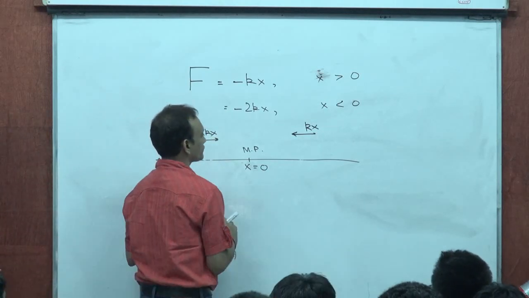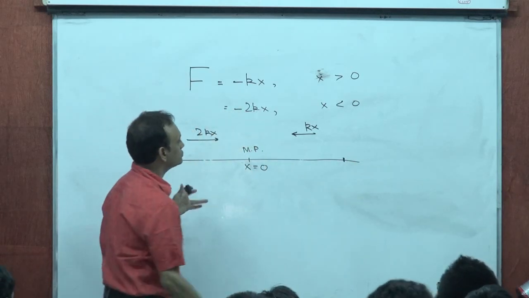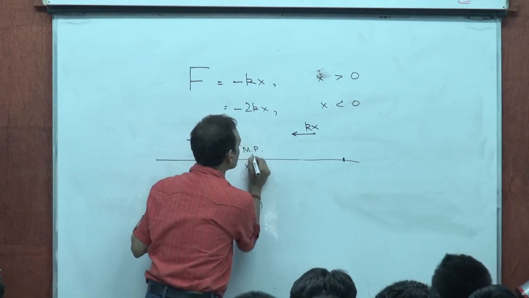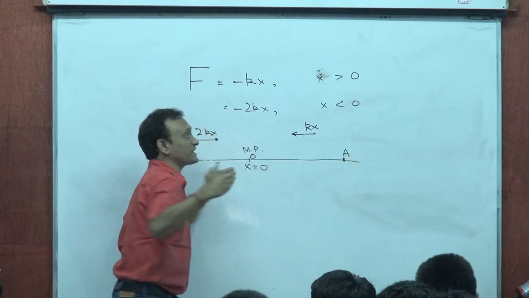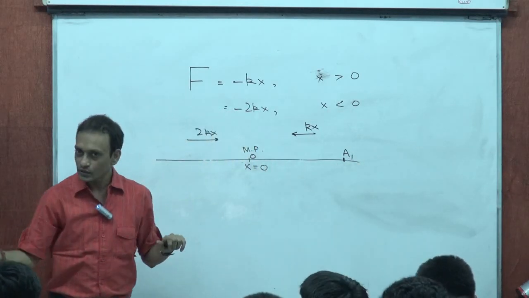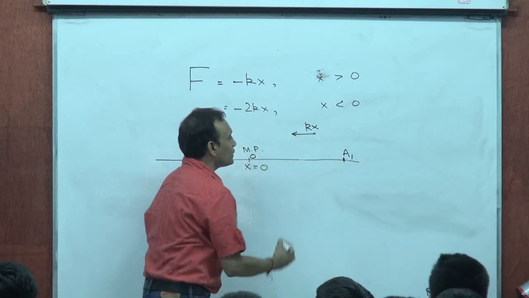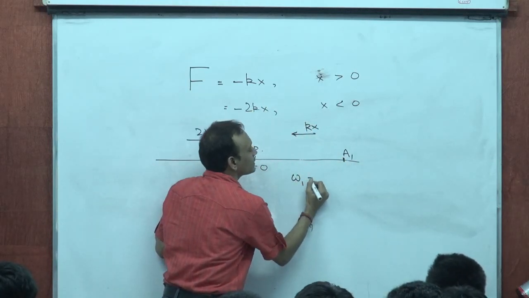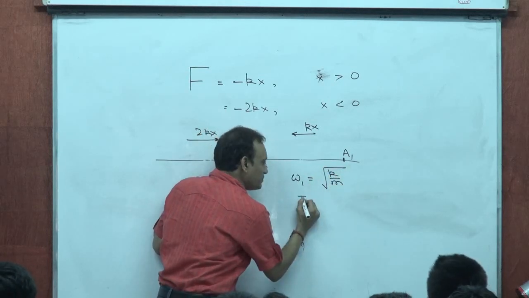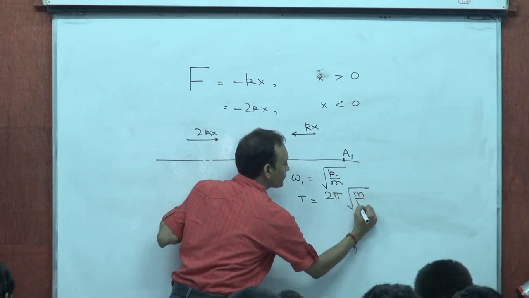Which means, now, when it goes from O to A1, the rightmost extreme, the omega that it has would be root k by m. The time period that it has is 2 pi root m by k.